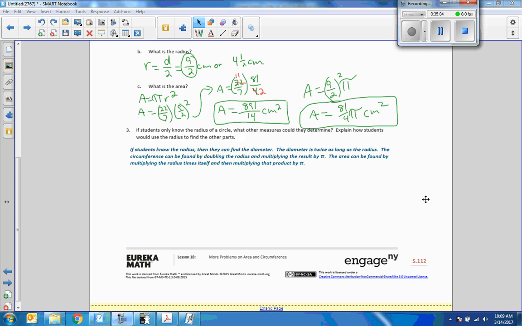Okay, so here's an answer. If students know the radius, then they can find the diameter. The diameter is twice as long as the radius. The circumference can be found by doubling the radius and multiplying the result by pi. The area can be found by multiplying the radius times itself, or squaring, and then multiplying that product by pi. So just knowing the radius, we can find diameter, circumference, and area.